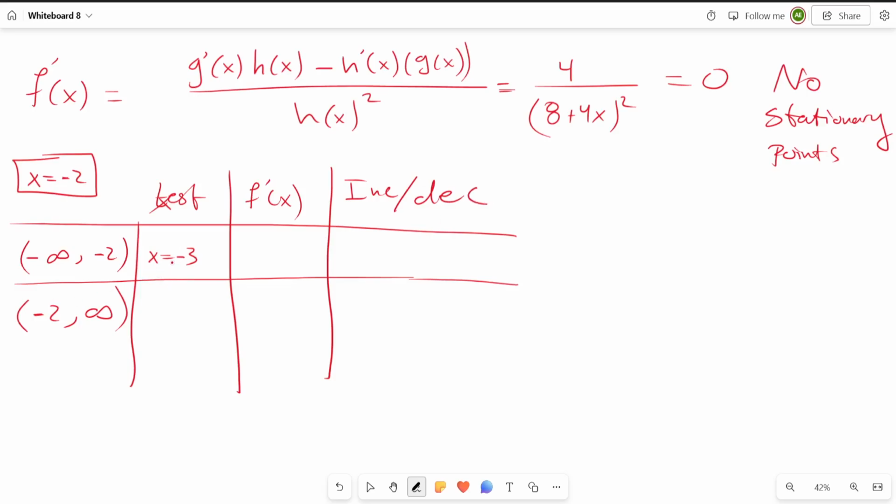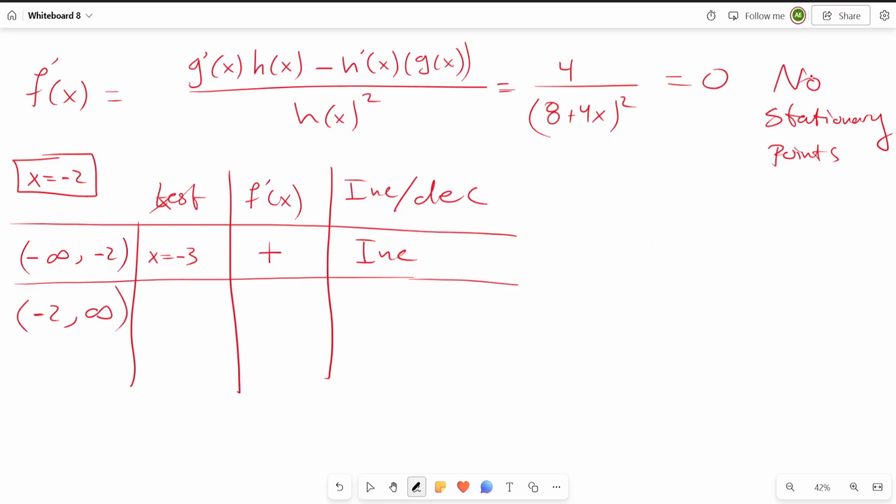So when I substitute x equals minus 3 into my f dash of x, I will get 4 over 8 plus 4 times negative 3 all squared, which is basically going to be a positive answer. Let's check. Yes, it's positive 1 over 4. So basically, it's positive. And since it's positive, is my function increasing or decreasing on this interval? Yes, it's increasing. Since I have no stationary points, which are points where the function goes from increasing, let's say, to decreasing, so it changes sign of the slope.